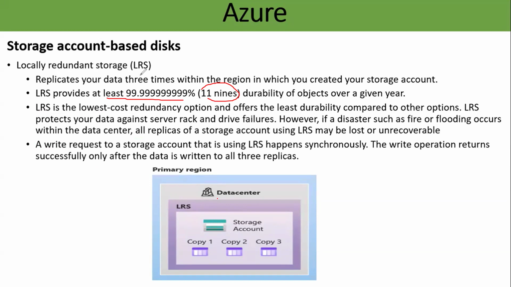If you look at this data center, in one single data center only, they maintain three different copies here. If the data center is completely lost, your data is lost. That's it. And this will be communicated to the business. Why? Because they are paying less here.